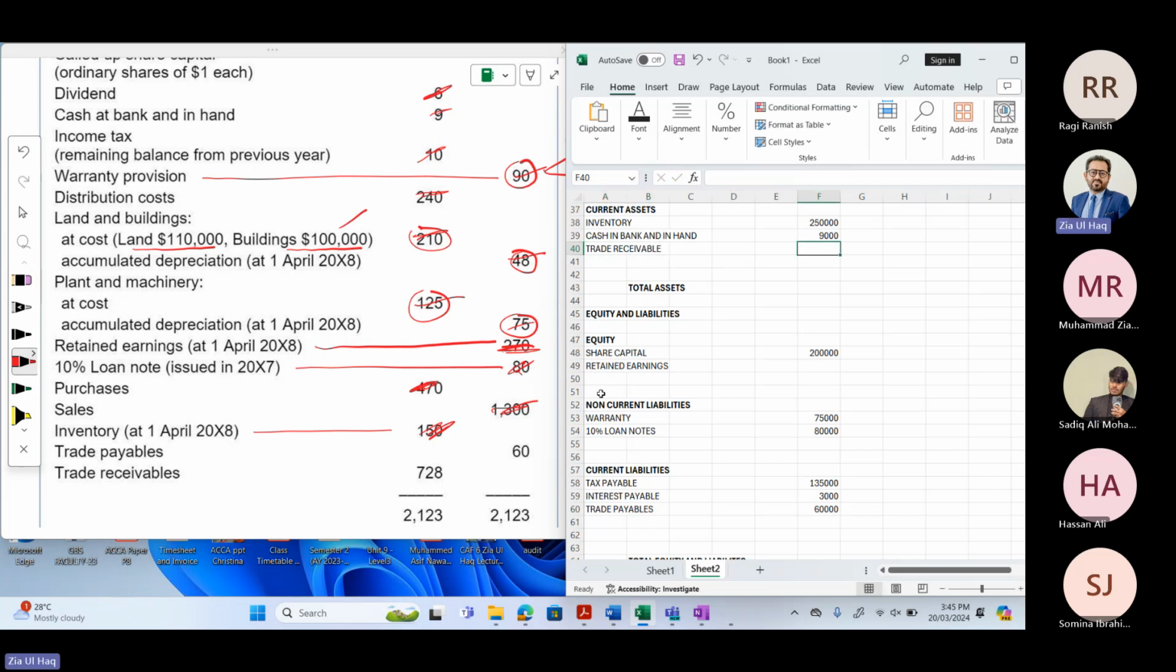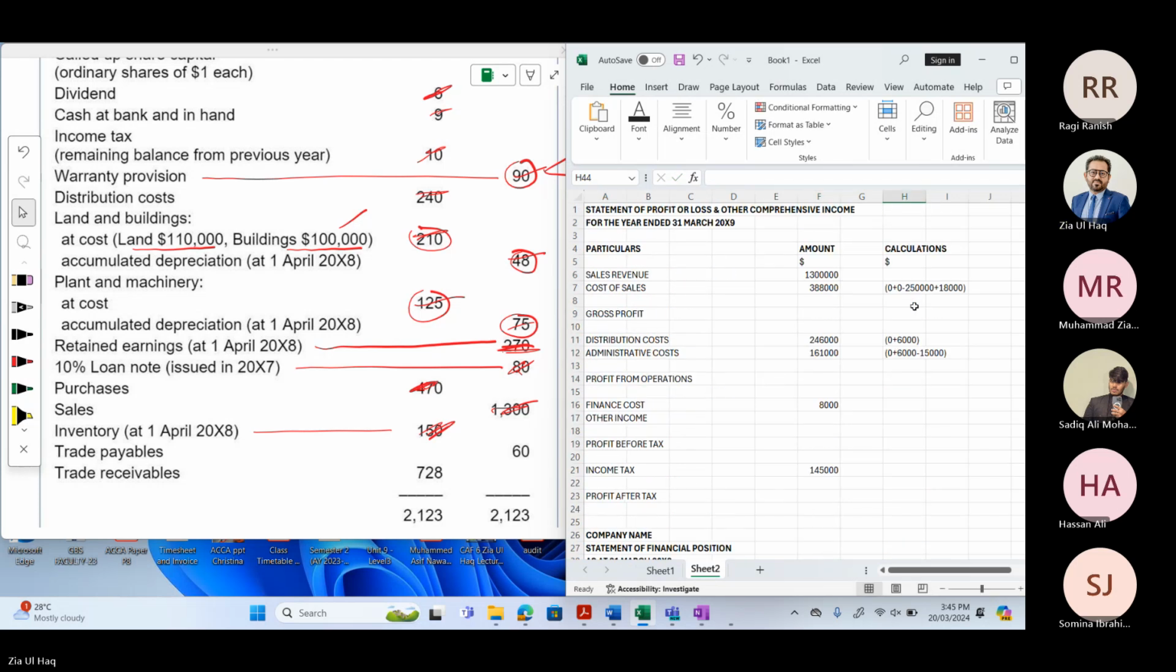How much trade receivables? 728,000. So we have done. Let's move here. Sales, cost of sales is equal to GP. How to calculate GP? Equal to sign, this figure minus cost of sales, this figure, enter, we will arrive at GP. And from this GP, we need to calculate profit from operations. How? Equal to sign, GP minus distribution cost minus admin cost, enter.